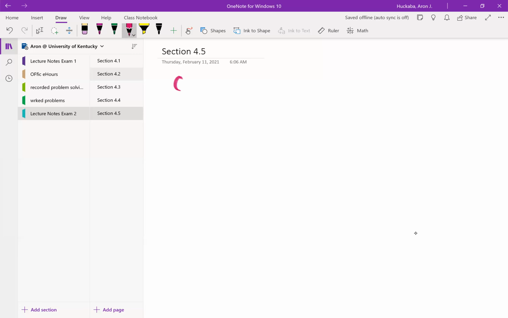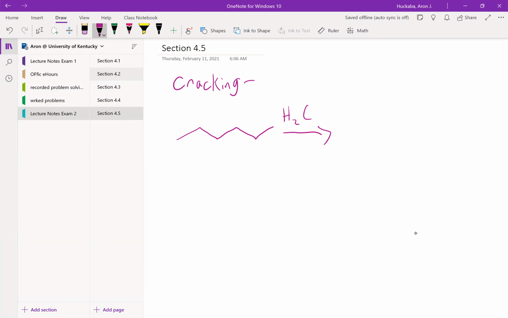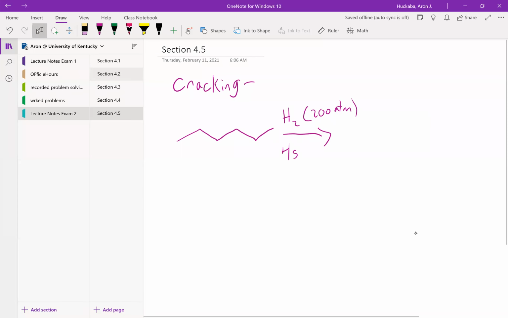idea of cracking. Cracking molecules is this not so fancy industrial term for when you have a long molecule and you put it in some really harsh conditions like hydrogen at 200 times the pressure that we feel every day, also at very high temperature, and you end up splitting that molecule into two different molecules that are shorter.